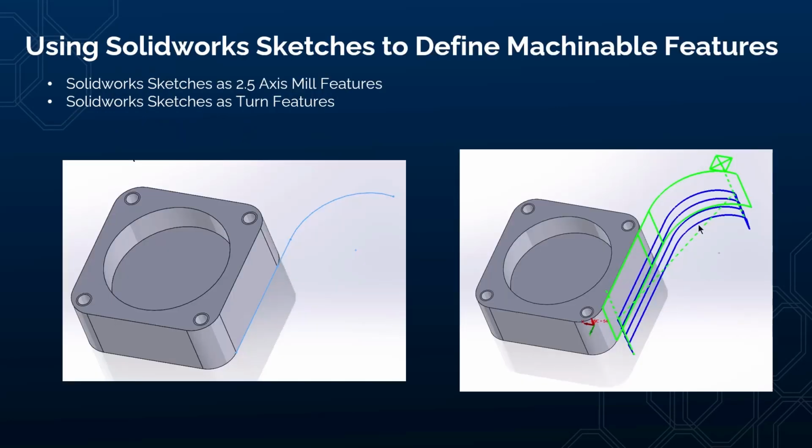Next, we'll talk about using SOLIDWORKS sketches to define machinable features. This is more of a reminder. We learned this in the first SOLIDWORKS CAM standard class, but typically this is something users forget that they can utilize. Not only can you select model edges and faces to define 2.5 axis features, but you can also utilize SOLIDWORKS sketches. This can be done for both milling and turning. Let's take a look at an example.